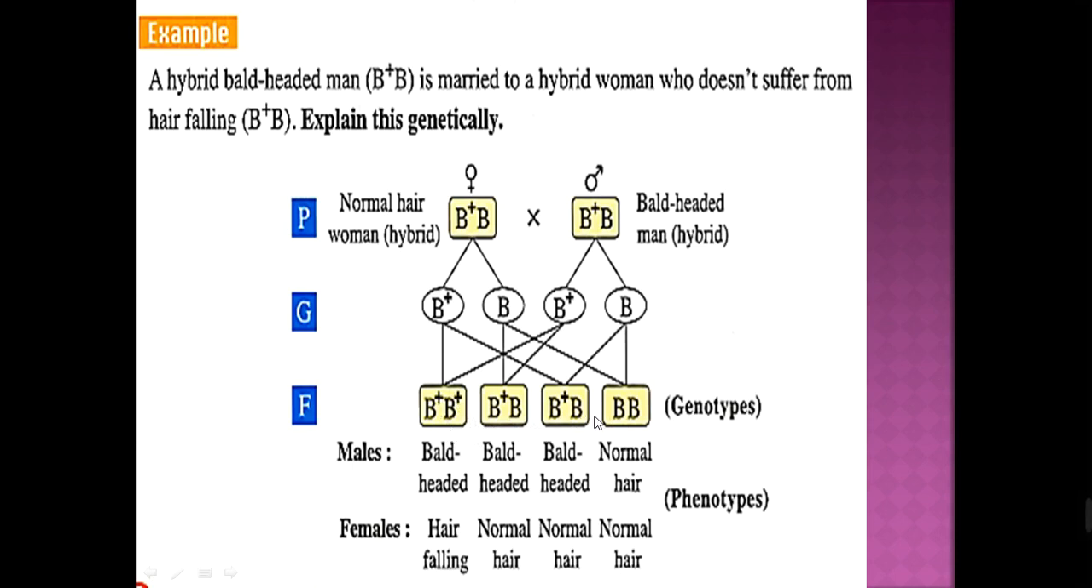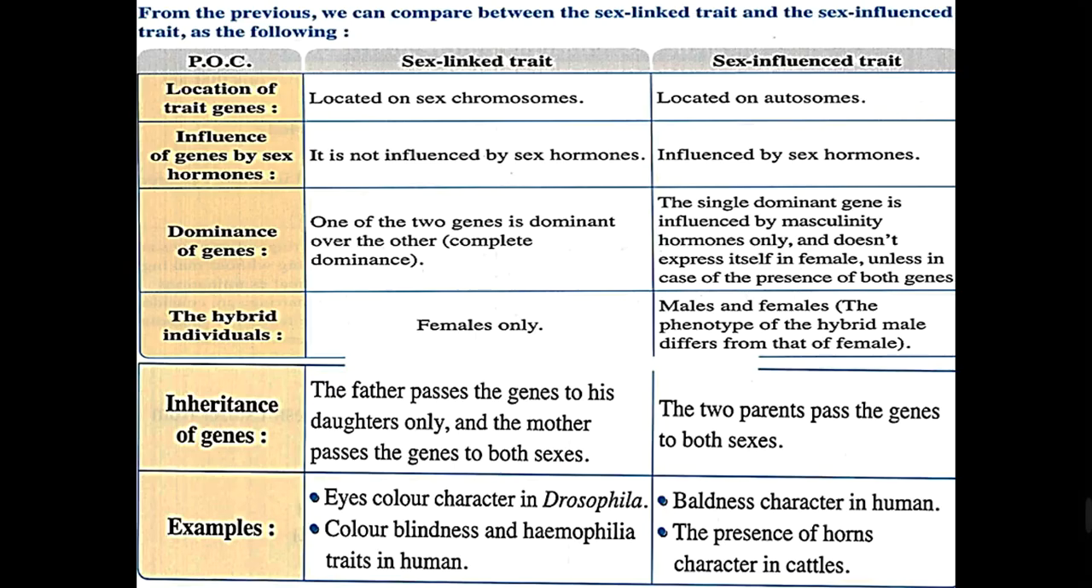So the result here, we can distinguish between males and females. We can say that all of the 3 males are affected by baldness. All of the last 3 females are not affected by hair loss. Here's a summary between the sex-linked traits and sex-influenced traits. You can read them again to summarize what we already explained.